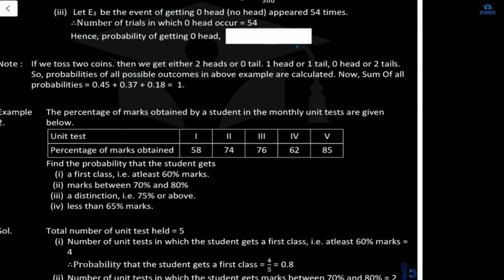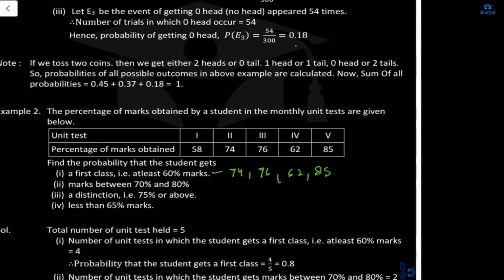See, 74, 76, 62, 85. These are all above 60%. So there are 4 cases where at least 60% marks is obtained. 4 upon 5, as 5 tests were there, that is the probability. Now the second one: marks between 70 and 80%. Between 70 and 80% you have 74 and 76, so that means 2/5.